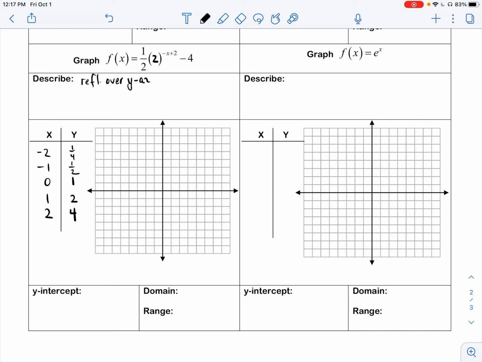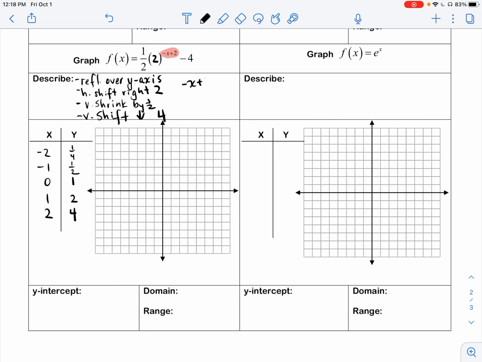First off, we see that we have a reflection over the y-axis because there's a negative being multiplied by the x. We're going to horizontally shift to the right 2 units now. Why are we shifting to the right 2 units? Because of that reflection, which reverses the order of our shift. We have a vertical shrink by 1/2, and we have a vertical shift down 4.